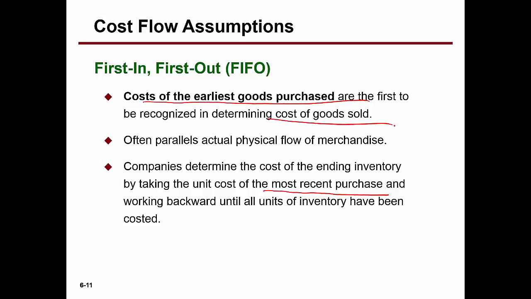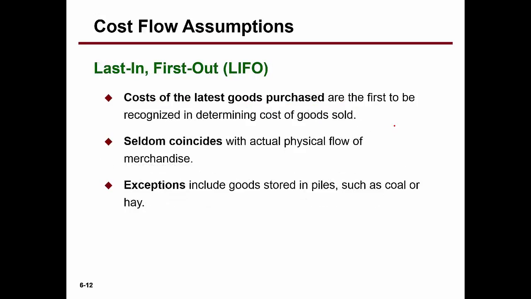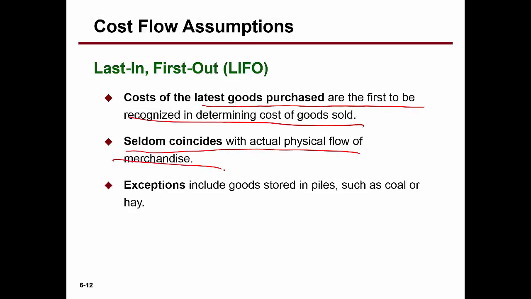Okay? Okay, good. Now you come over and you take a LIFO and the costs are what? The latest goods purchased are the first to be recognized into cost of goods sold. And again, the actual flow seldom coincides, and again, that's why we're going to have to have a separate pretend system, and when I say pretend, guys, I don't mean fraudulent. I mean a system that's certainly allowed, but it has to keep track of something that isn't the actual flow of goods, right?